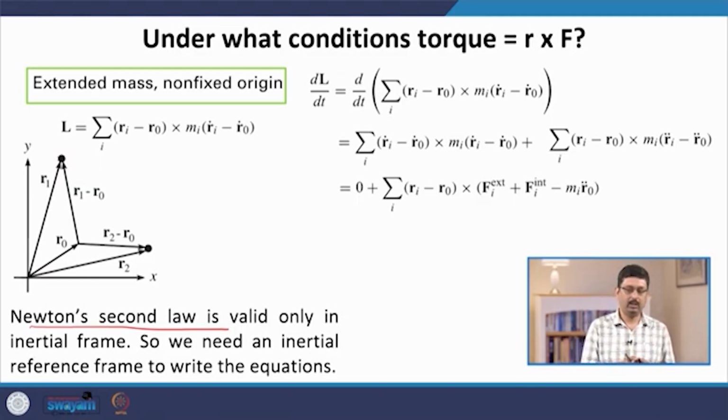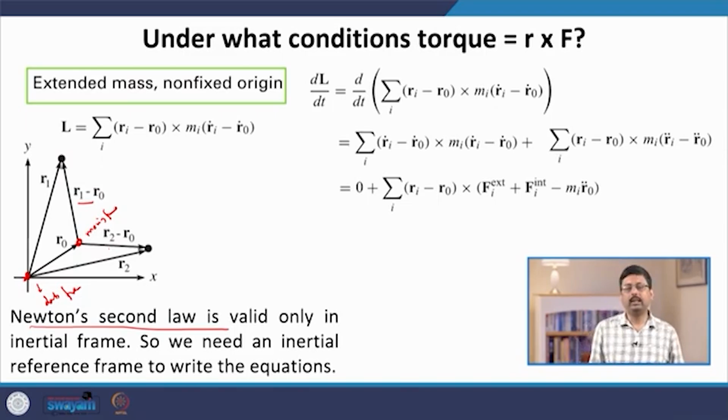This is the frame which we will call the lab frame. Consider that this is the origin of the lab frame, and R naught is the origin that is moving. The position of the moving origin in the lab frame is R naught, and in the lab frame the positions of the particles, we have only two particles in this example, are R1 and R2. The position vectors of the same particles with respect to the moving frame are R1 minus R naught and R2 minus R naught.